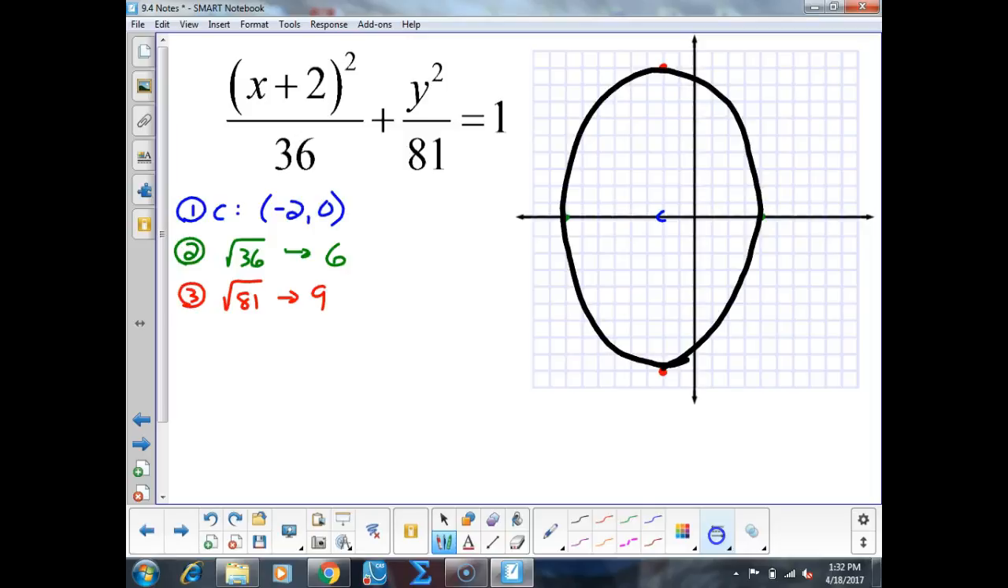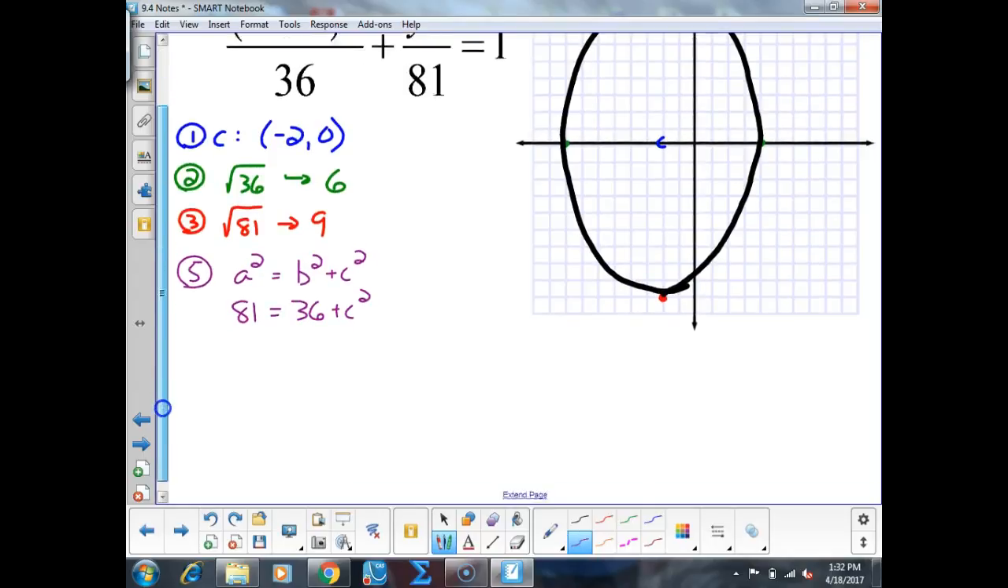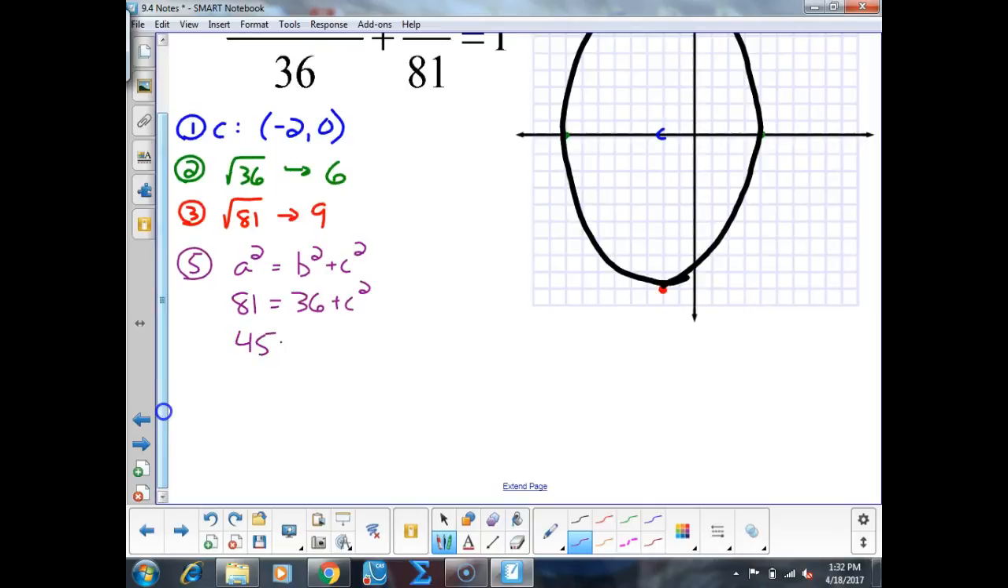All right. Foci. What's a squared? 81. B squared? 36. Which makes c squared what? 45. Which makes c be what?